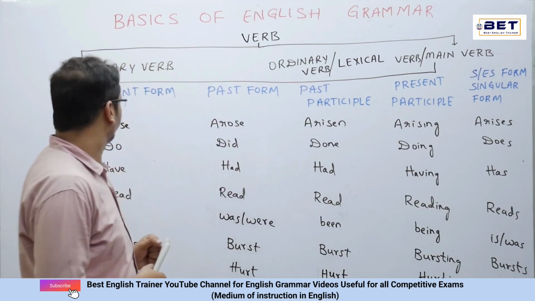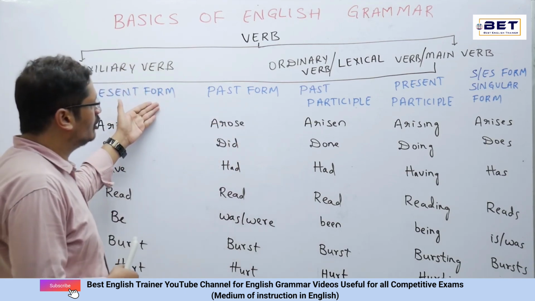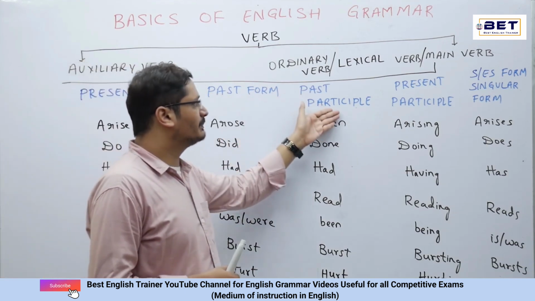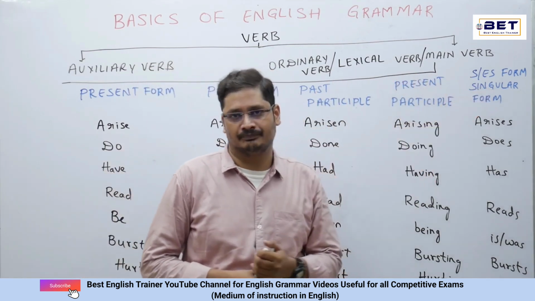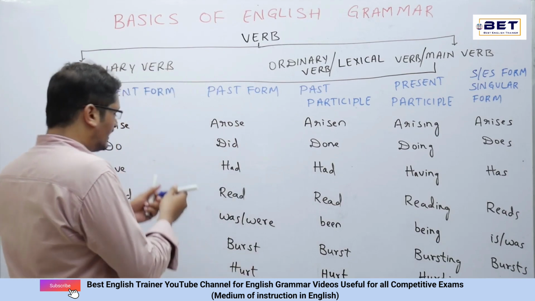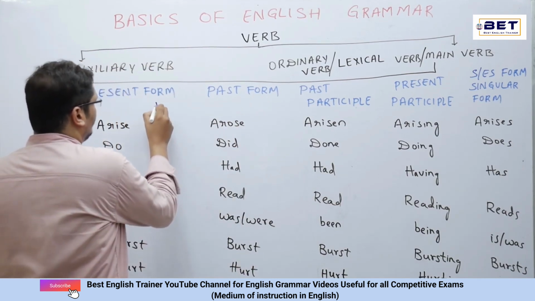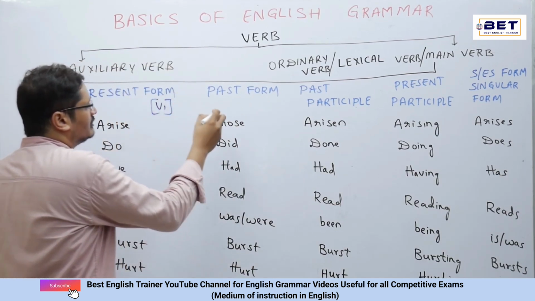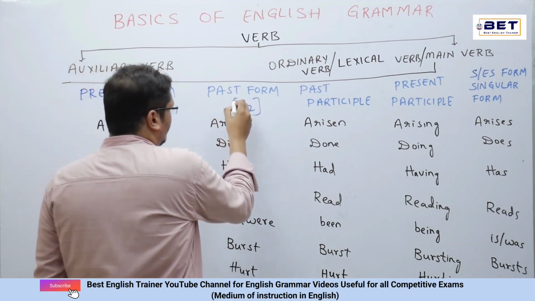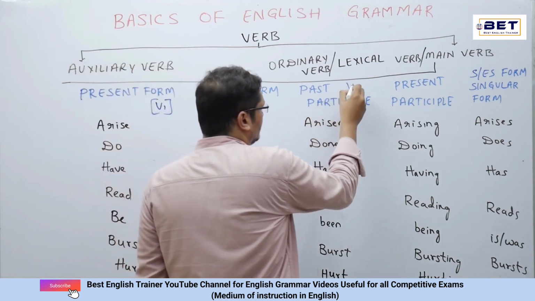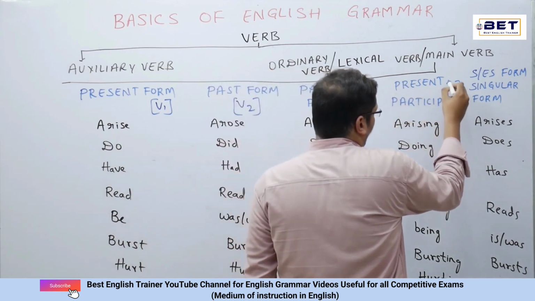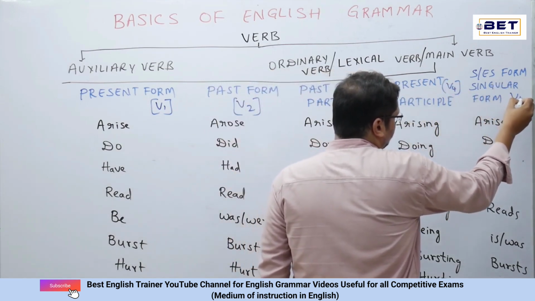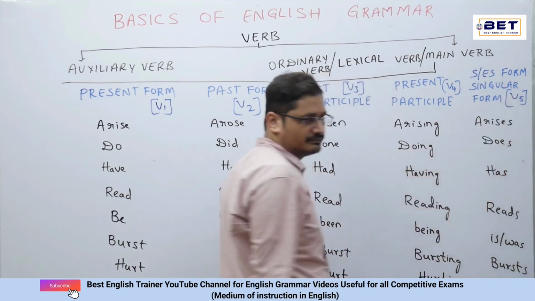So just look over here. We have the present form, past form, past participle, present participle, or singular form or S or ES form. So generally, the present form can also be called V1. Here we have the past form, that is V2. The past participle, that is V3, and present participle, that is V4. And the singular form, that is V5 over here.